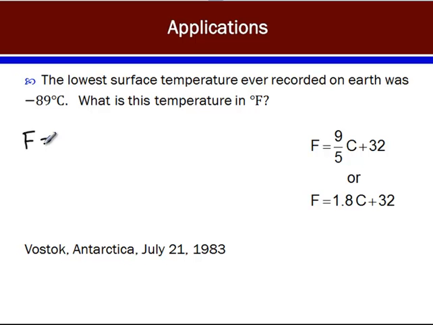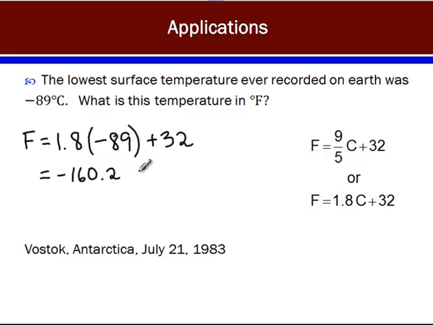The Fahrenheit measurement is 1.8 times the temperature in Celsius, which is minus or negative 89. Once we get that, we add 32 to get our answer. So you'll just take your calculator and multiply. A positive times a negative is negative, and it's going to be 160.2. Then we add 32.